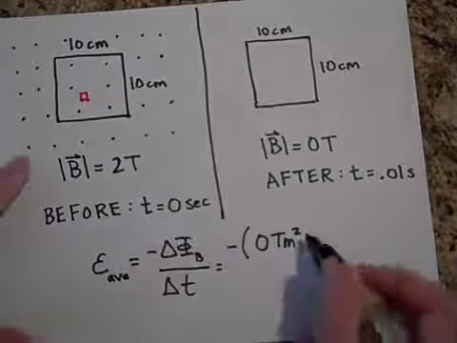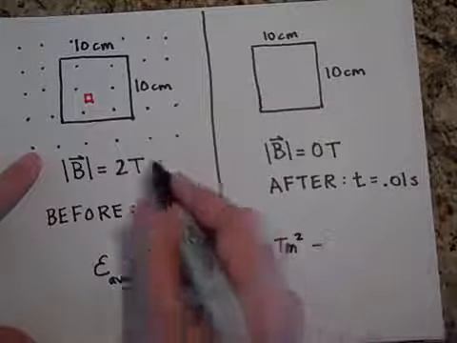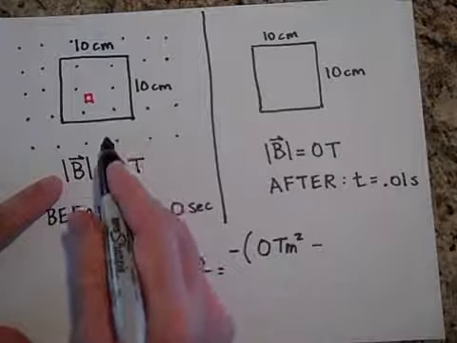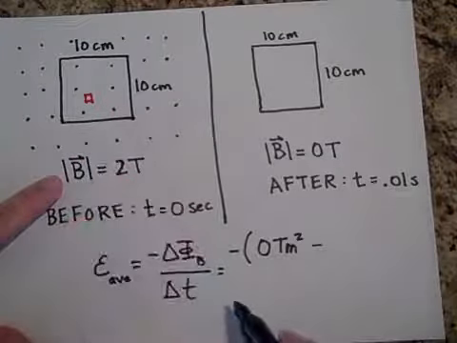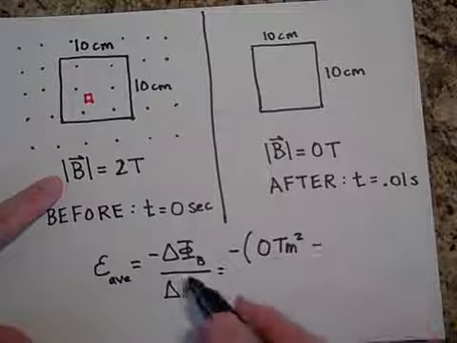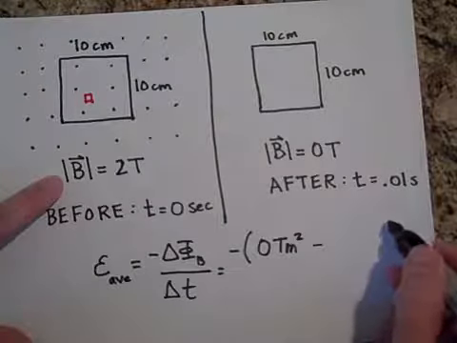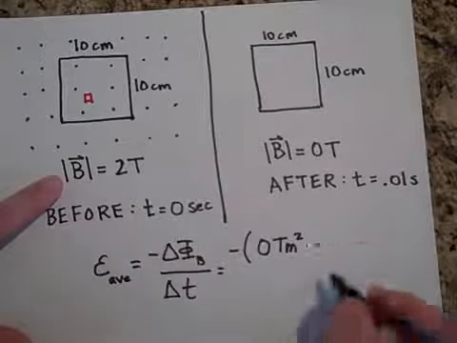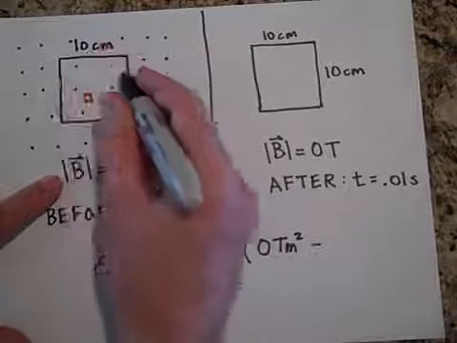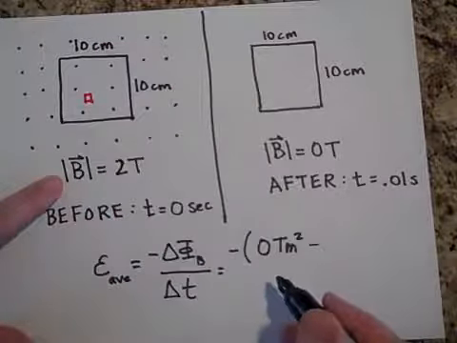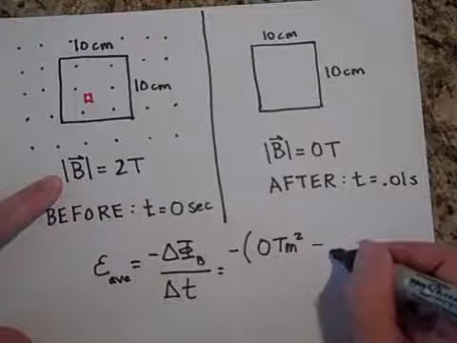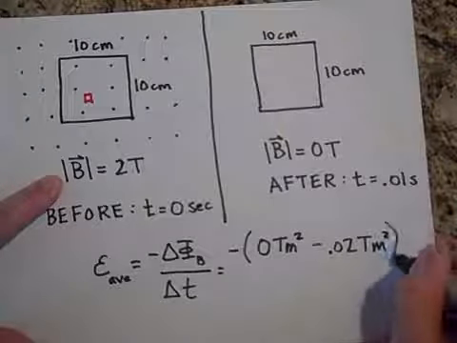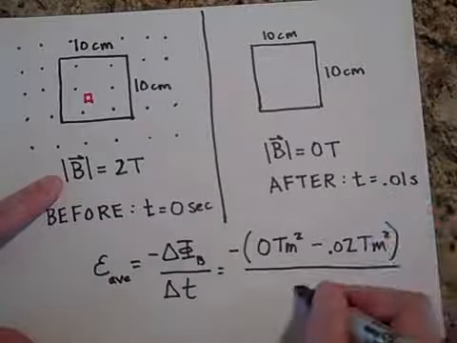And then the initial flux, I could do the integral of B dot dA, but you see how B is uniform throughout here, and the dA is in the same direction as B. So if I did the integral of B dot dA, that just goes to B times A, because B is uniform and dA and B are in the same direction. So that's going to be 2 Teslas times the area, 0.1 meters times 0.1 meters. So it's going to be 0.02 Teslas square meters. And the time it took was 0.01 seconds.